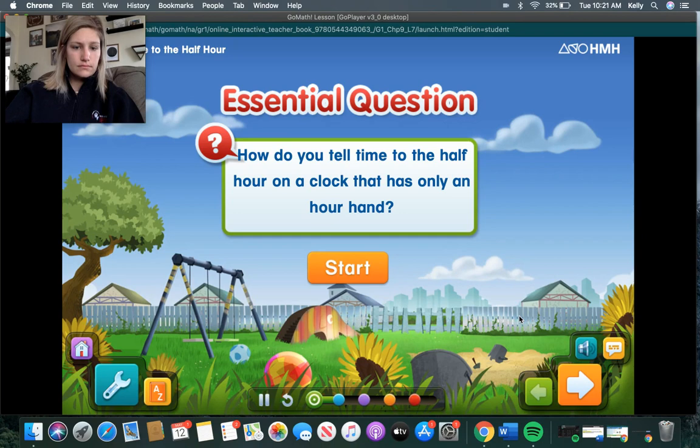How do you tell time to the half hour on a clock that has only an hour hand? So we're going to be telling time to the half hour. So let's go ahead and get started.